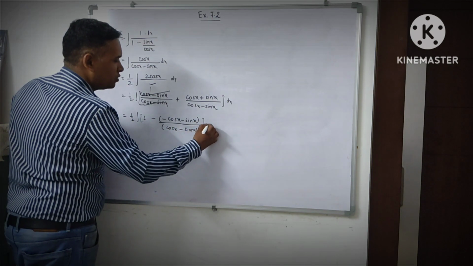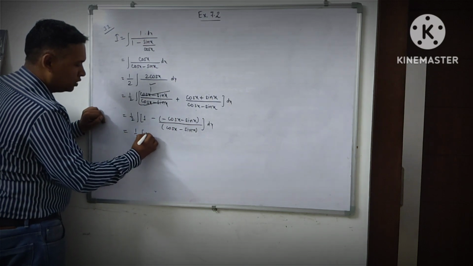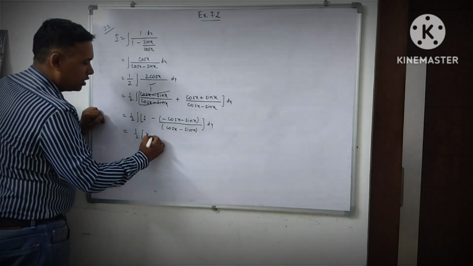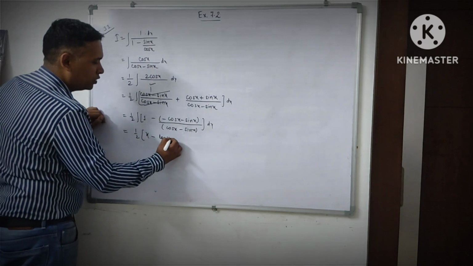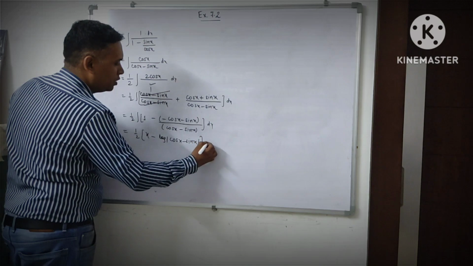Now the things are very easy. The differentiation is available in the numerator. So here the integration of 1 is x and it would be minus log of the denominator part. So this completes the question, children.